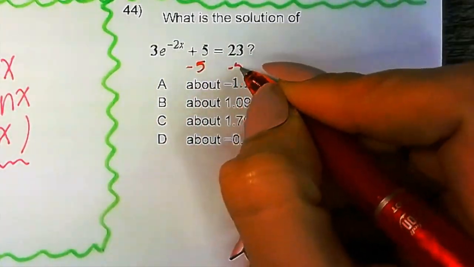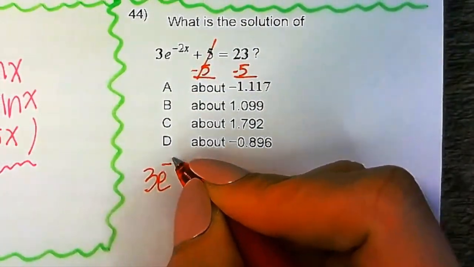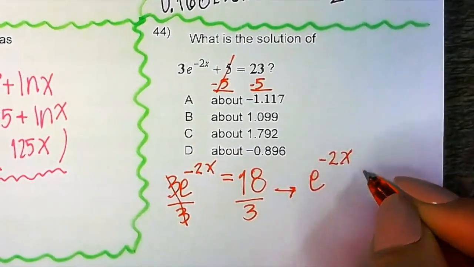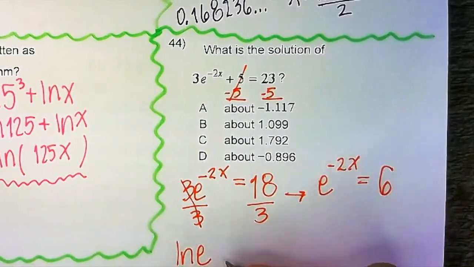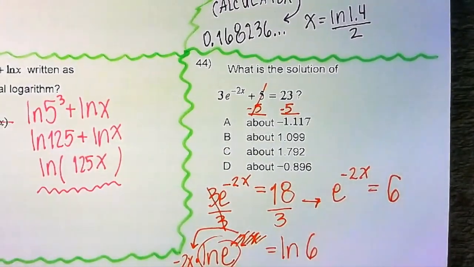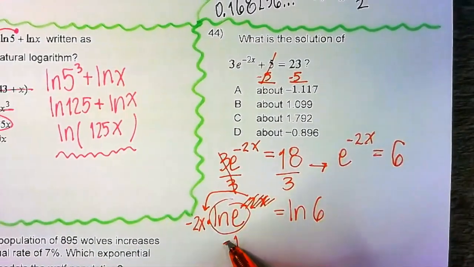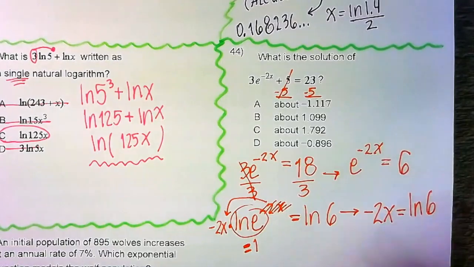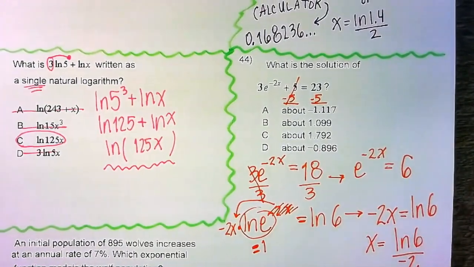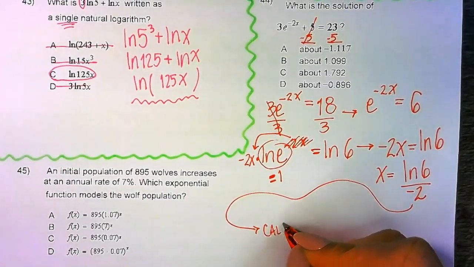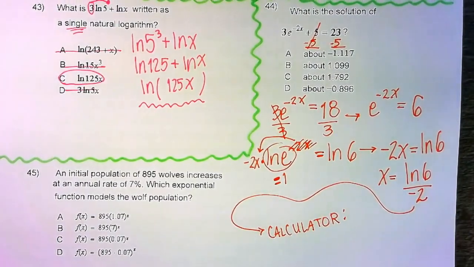Let's isolate the e to the negative 2x first. You're going to do that by subtracting 5 and then dividing by 3. After you do that step, you're going to take the natural log of both sides. ln of e to a power is just that power, and the other side will have the ln of 6. Then we'll divide both sides by -2 for our final answer. To get any decimal values, use your calculator.